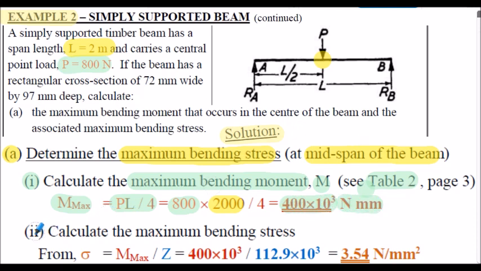And then step 2 here, to calculate the maximum bending stress. The formula here is stress is equal to the maximum bending moment divided by our section modulus from the previous slide. Inserting the M from above and the Z from the previous slide, that evaluates to a maximum bending stress in our timber beam of 3.54 newtons per millimeter squared.